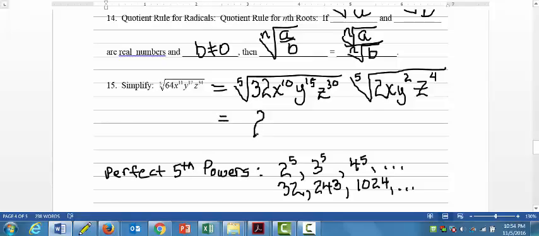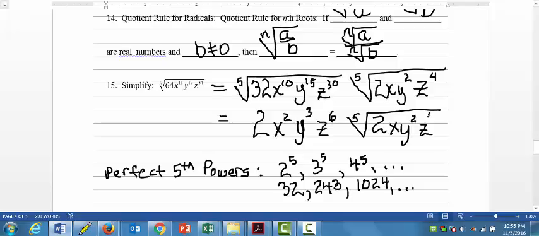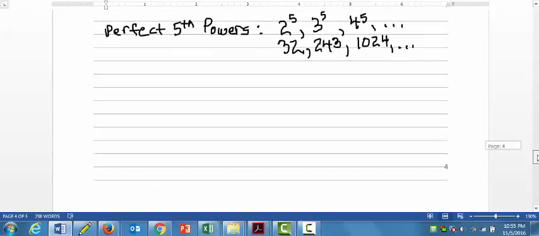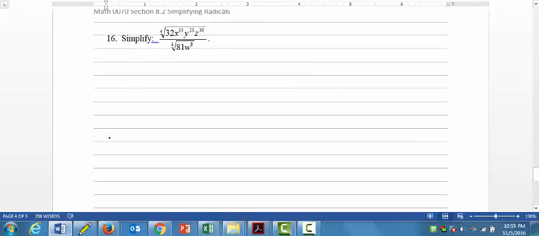So now let's evaluate the fifth root of the perfect fifth power. Fifth root of 32 is 2. Fifth root of x to the 10th is x to the 10 divided by the index 5. So 10 divided by 5 is 2. That's the power that goes on x. 15 divided by 5 is 3. 30 divided by 5 is 6. So those are the powers that go on x, y, and z. And then this is multiplied times the fifth root of 2xy squared z to the 4th. So that's how I would simplify that problem.